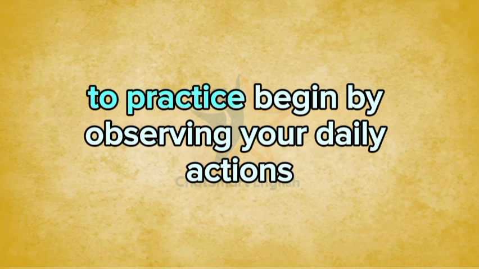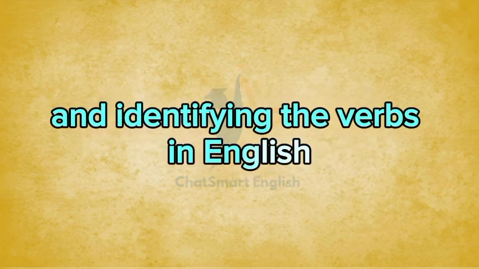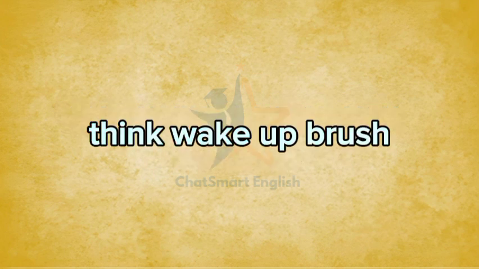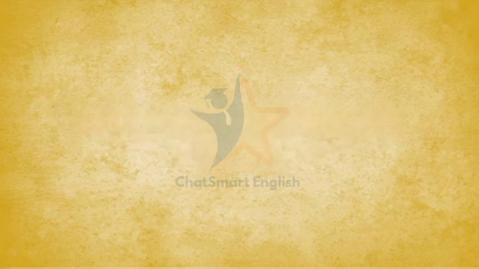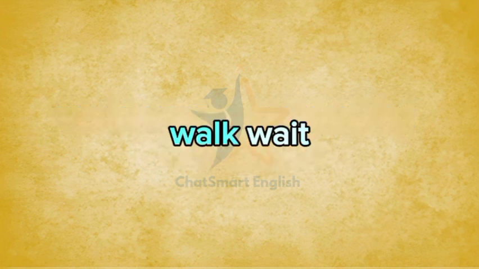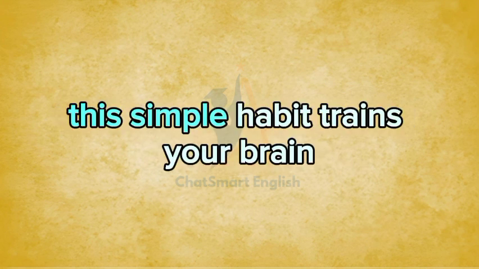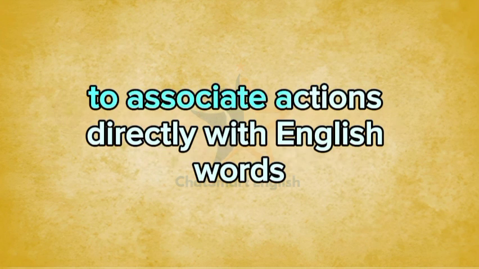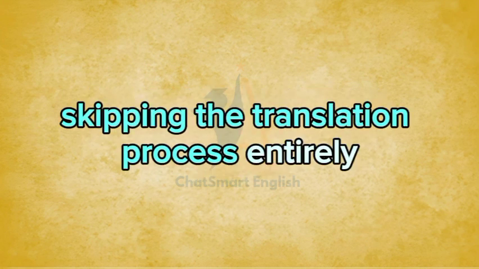To practice, begin by observing your daily actions and identifying the verbs in English. For example, when you wake up, think, wake up, brush, drink, write. When you're commuting, think, drive, walk, wait. This simple habit trains your brain to associate actions directly with English words, skipping the translation process entirely.